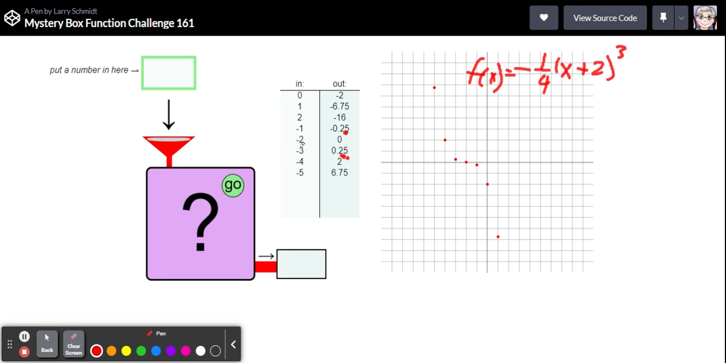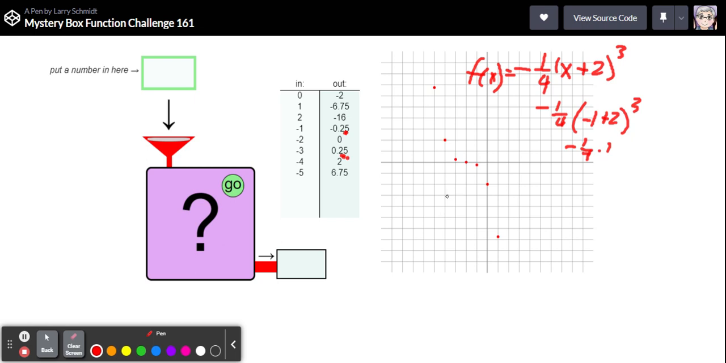And we can test that out. Let's put in a -1 here. So -1/4 times -1 plus 2 quantity cubed. -1 plus 2 is going to be 1. Quantity cubed is just 1. So it's -1/4 times 1. That's what we get here. So it looks like that's working out.